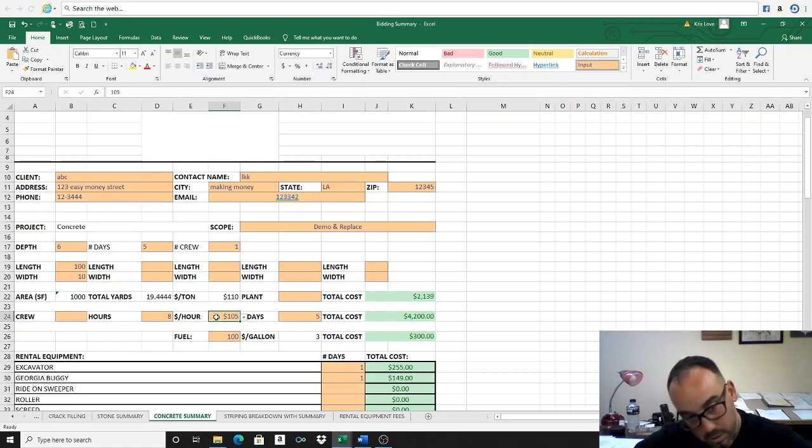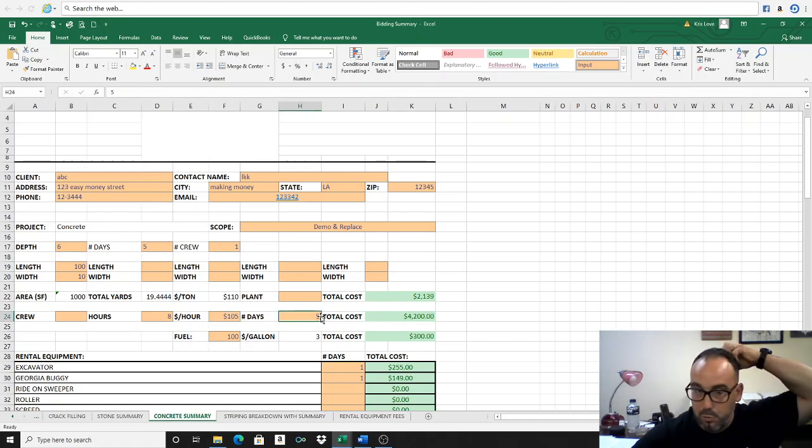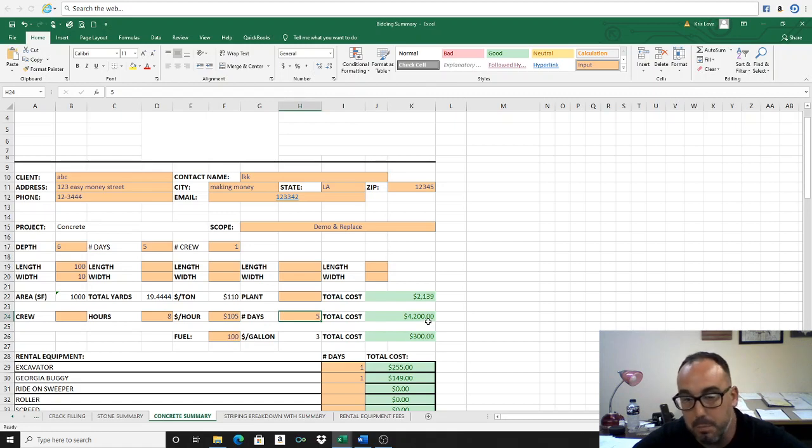8 hours, $105 an hour. And labor, on this particular bidding summary, we have a drop-down box. If I only got to send a couple people out, few people, 5 people, full crew, whatever the case is, there are different prices for different crews that go out. How many days? So it's 5 days at 8 hours a day. That's how much you're paying in labor.